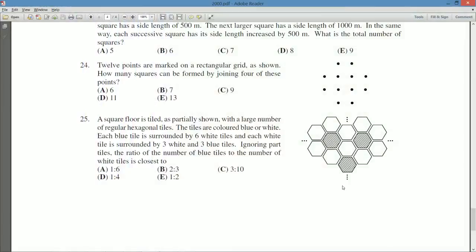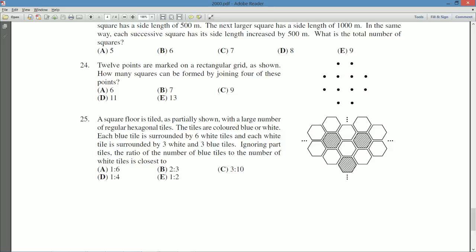Hexagon tiling over here. A square floor is tiled, as partially shown, with a large number of regular hexagonal tiles. The tiles are colored blue or white. I would probably just call this black just because we don't have colors on these pages, but that doesn't really matter. So blue and white. Each blue tile is surrounded by 6 white tiles, and each white tile is surrounded by 3 white tiles and 3 blue tiles.